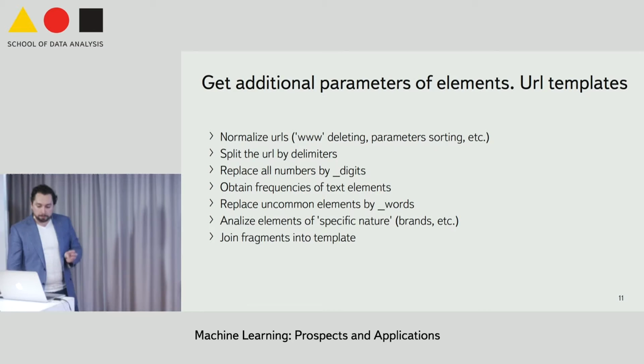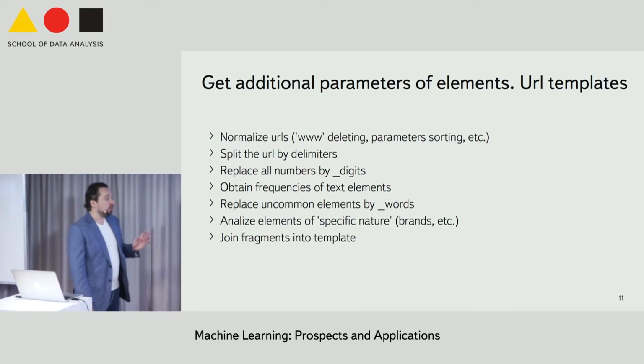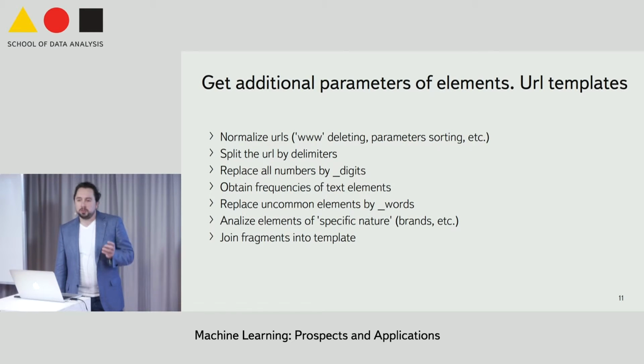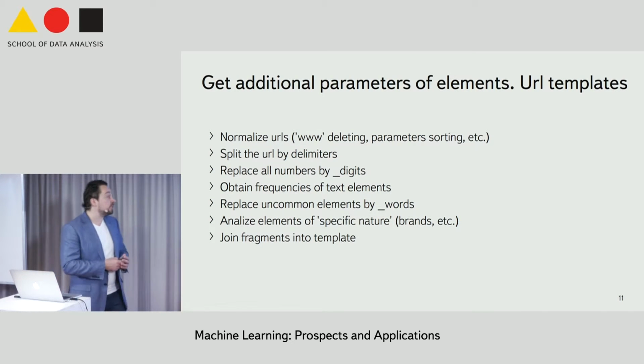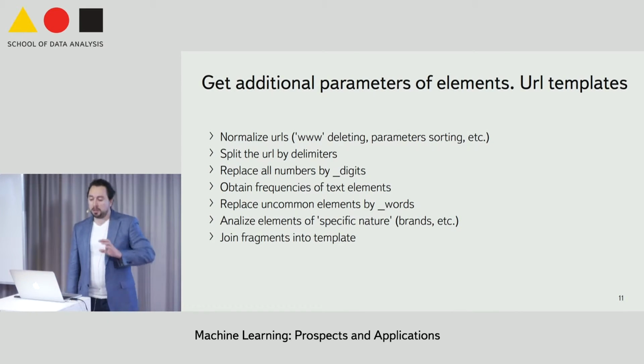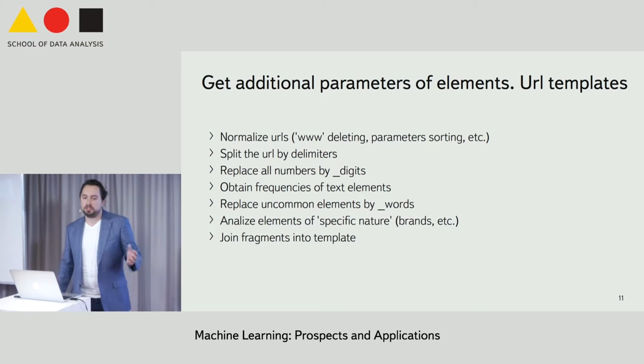We can normalize the URL. We can delete www, and we can sort parameters. We can delete unusual parameters from the URL. We can download each page two times and delete the changeable part of this page, and then we can download the same page without some parameters, also two times, and delete the changeable parts of this page once more.